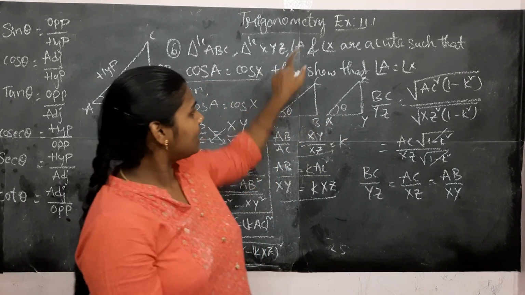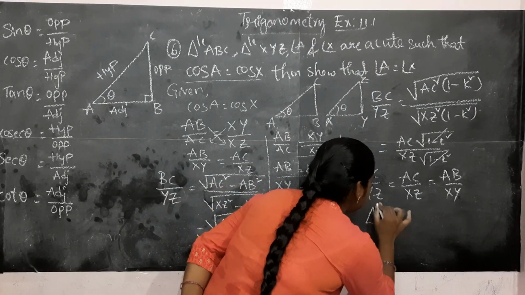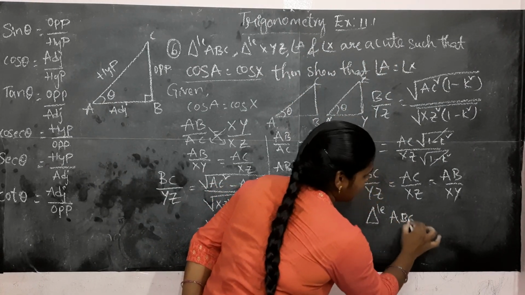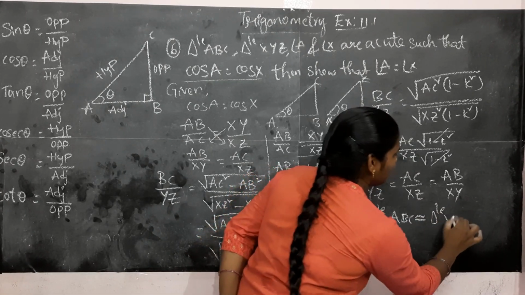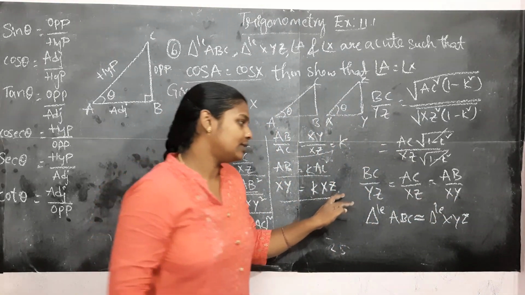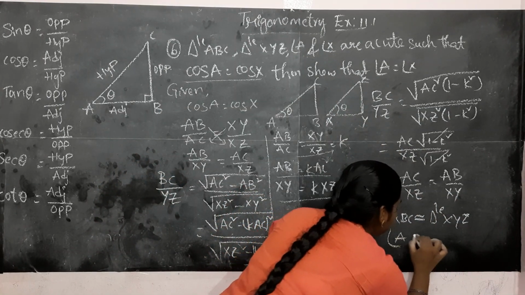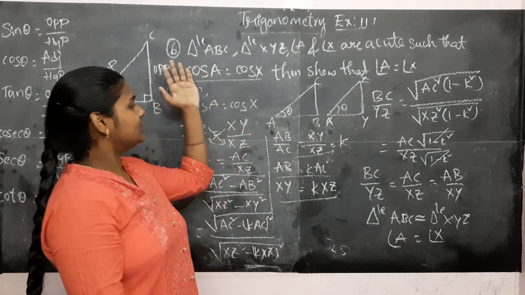They have mentioned that angle A and angle X are acute. So here we can say that triangle ABC is similar to triangle XYZ, since the ratios of the sides are equal, and hence angle A is equal to angle X. That's it for the sixth problem.